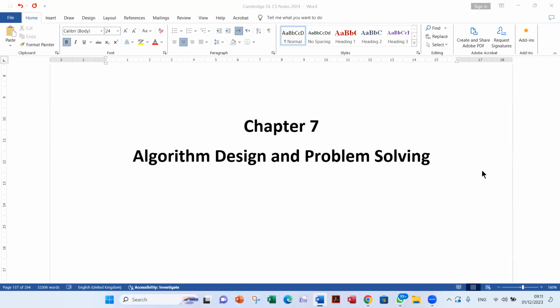Cambridge Computer Science, Chapter 7, Algorithm Design and Problem Solving. Chapter 7 introduces you to programming. Actually, starting from Chapter 7, questions in Chapters 7, 8, 9, 10 will appear in Paper 2. And Paper 2 is called Problem Solving. Chapter 7 introduces you to programming, and Chapter 8 is actual programming, and both of them occupy most of the marks for Paper 2.